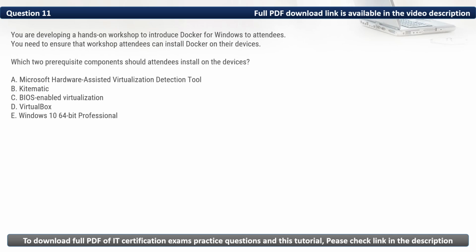Which two prerequisite components should attendees install on the devices? Firstly, let's eliminate the incorrect options. We have A, Microsoft Hardware Assisted Virtualization Detection Tool. This tool is useful for detecting if your hardware supports virtualization, but it is not required for Docker installation.